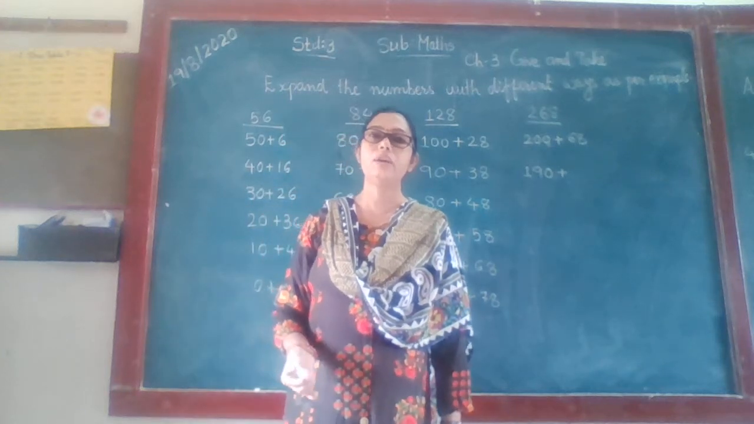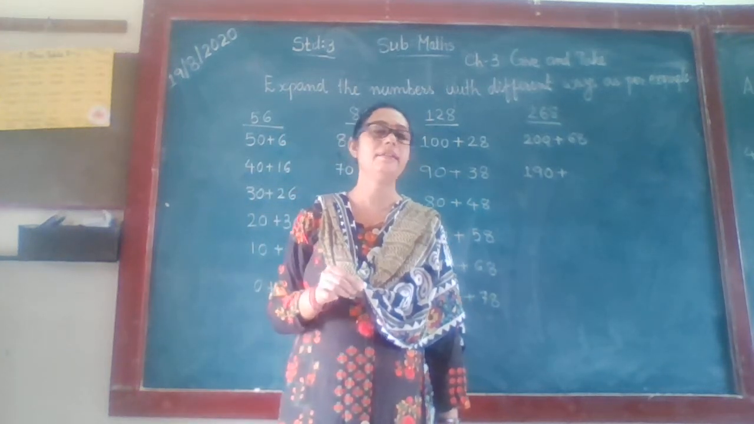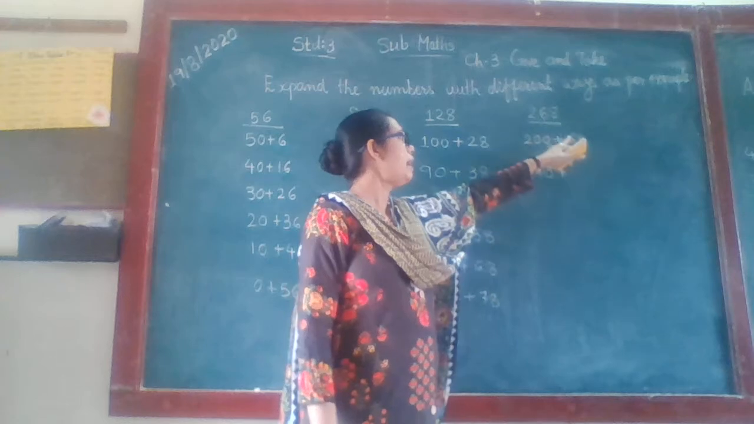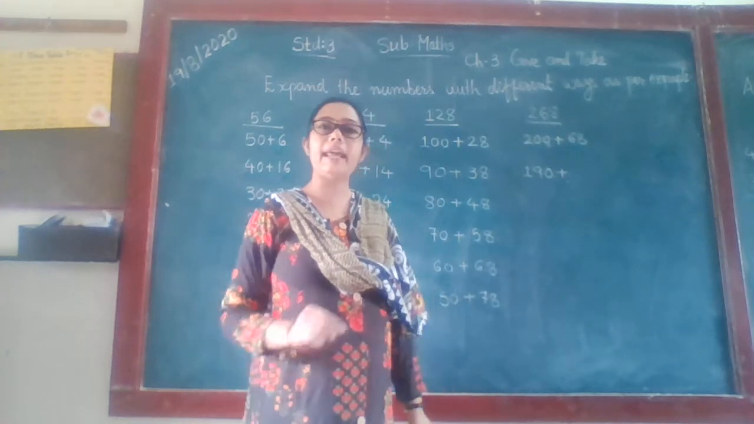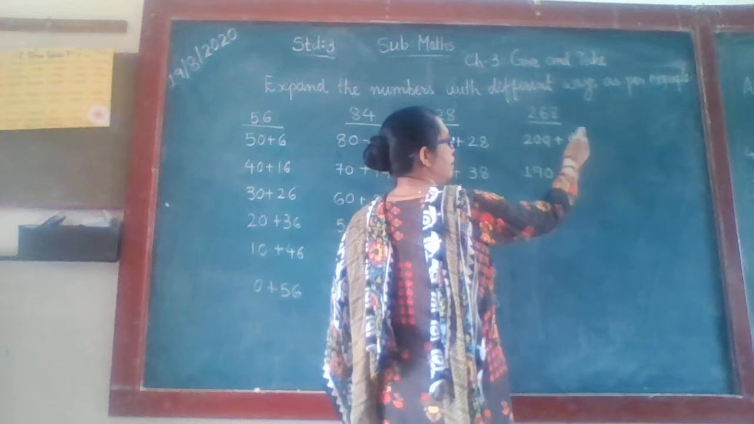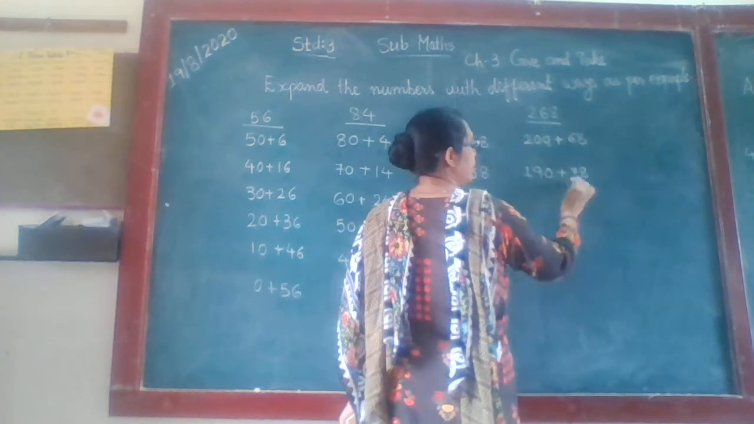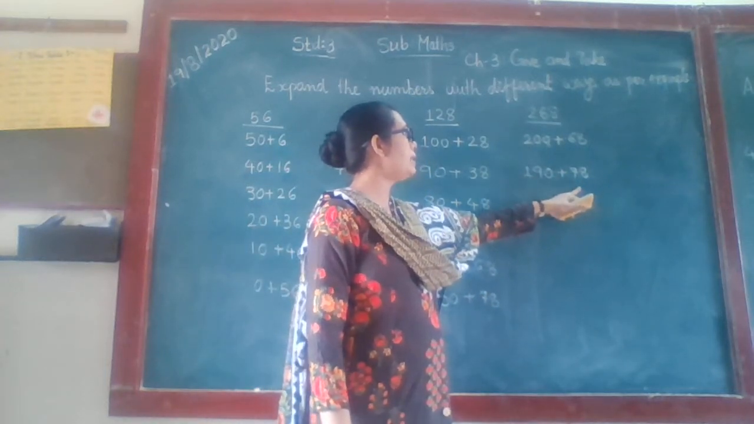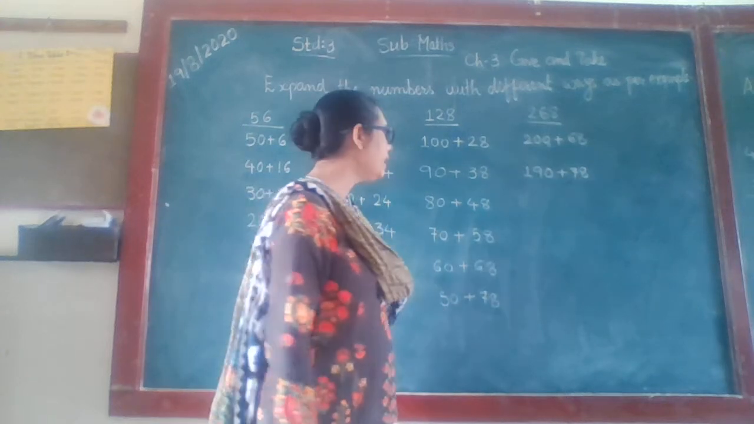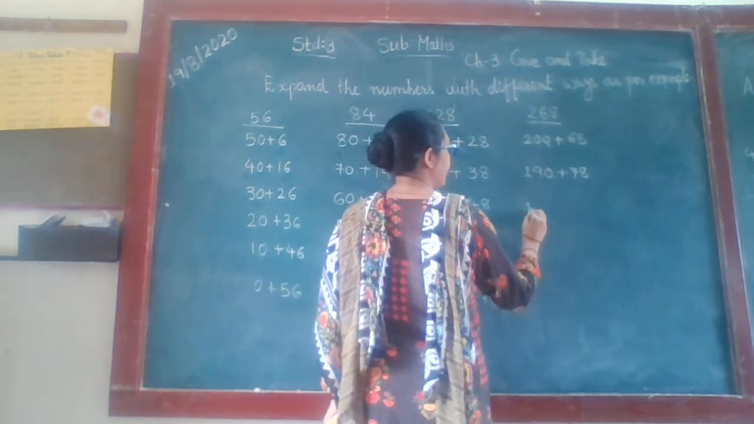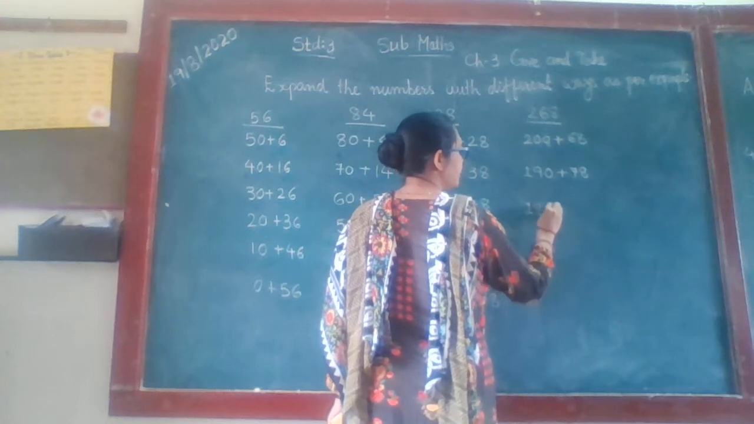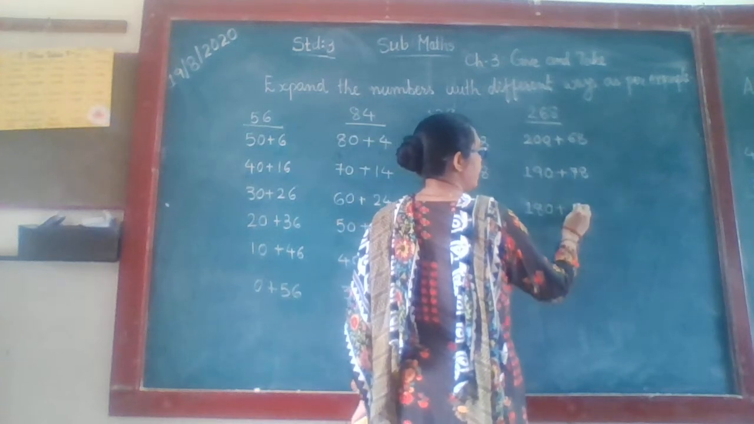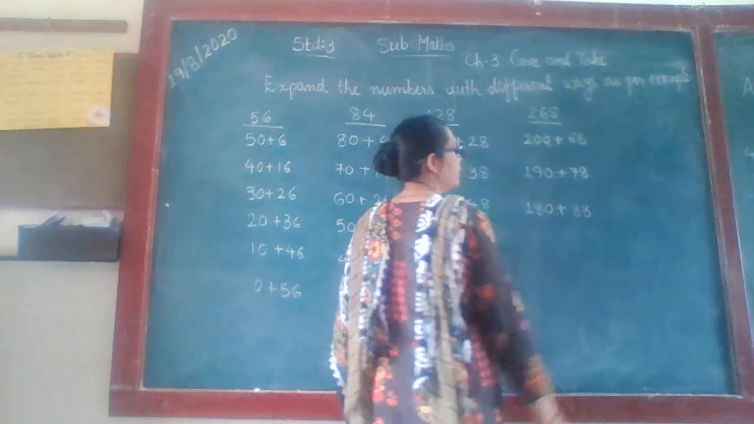Yes students, I told you that when we add 10 to any number, the ones place remains the same and only 1 we have to add in the tens place. So here we added 1. So 6 plus 1, 7, and 8, means we get 78. 190 plus 78 is also 268. Again we subtract 10 from here. So 190 minus 10, 180. Here we add 10. So 78 plus 10, 88.